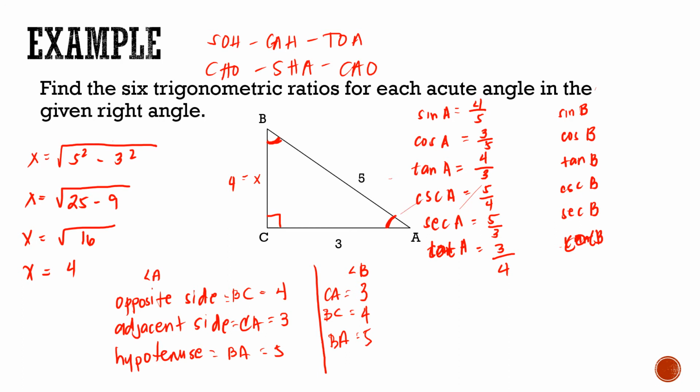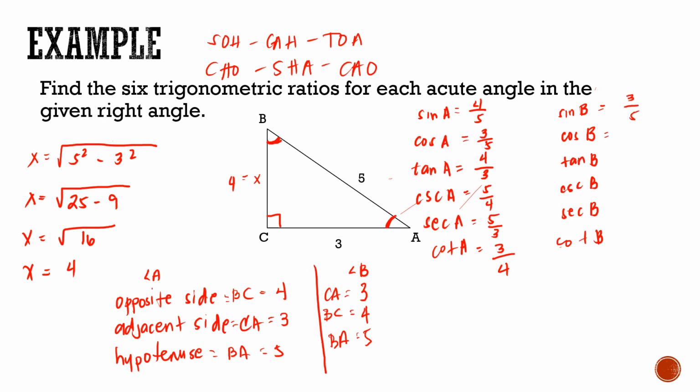So let's have B. If my reference angle will be B, what will be my six trigonometric ratios? For sine, that is opposite over hypotenuse. So the opposite will be 3, and again, 5 will be your hypotenuse. So this is 3 over 5.